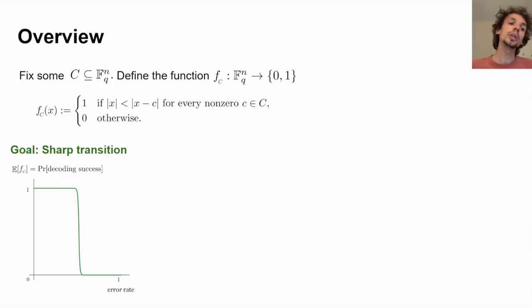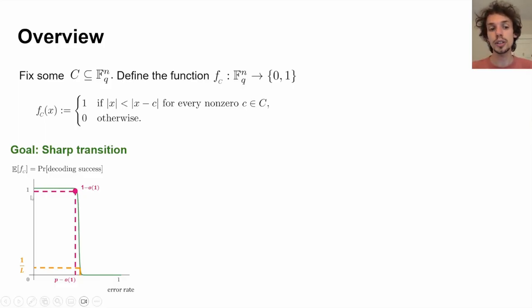And our goal will be to prove that the expectation of f_C has a sharp transition, right? We showed that that would be enough to prove our theorem 1, which was that list decoding capacity implies capacity on the symmetric channel, and the idea is that you can use this sharp transition to boost your success probability from 1 over L to 1 minus little o.